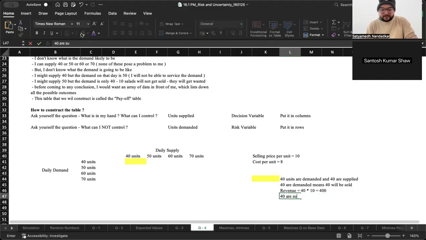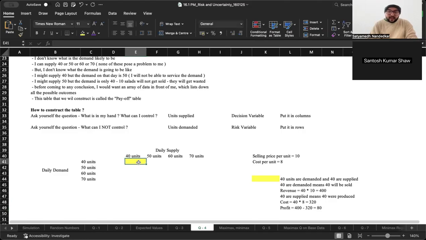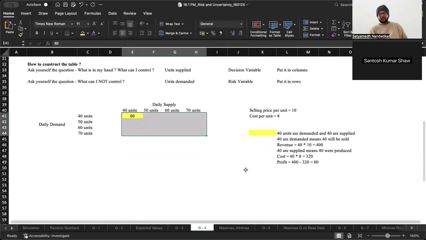40 are supplied means 40 were produced. What is the cost going to be? Cost is going to be 40 into 8. 40 units are made. Cost of making each unit is 8. So 320. How much will my profit be? My profit will be 400 minus 320. That is 80. Let me write down 80 here. So this is the first scenario indicated by yellow.